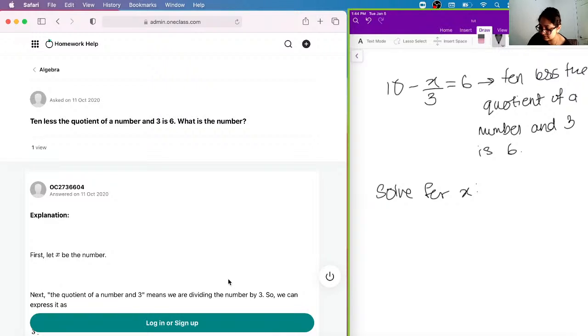Now what we have is 10 minus x over 3 is equal to 6. What we want to do here is get everything that x is attached to onto the other side. To do that, we can first move x divided by 3 to the other side since it's negative. So that 6 comes over to this side and becomes negative. So you have 10 minus 6 is equal to x over 3.